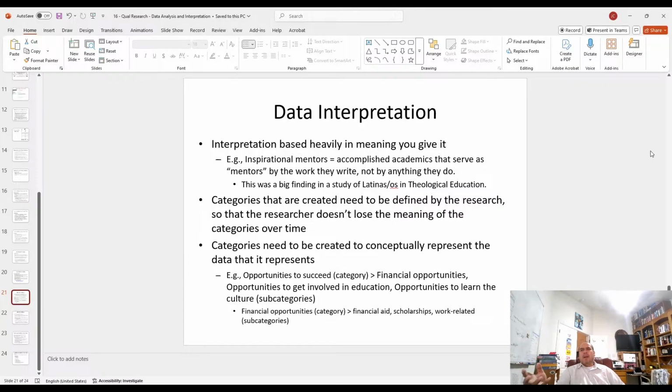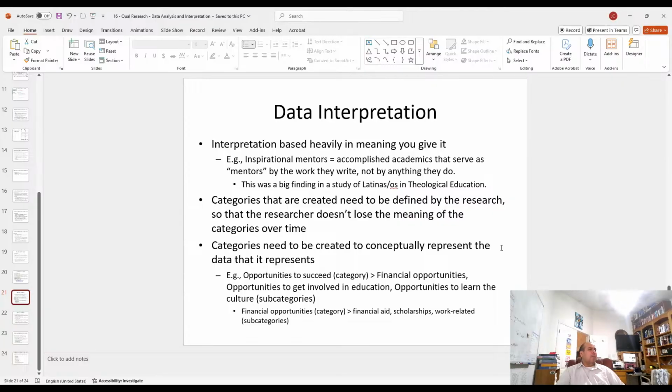The books they had written had inspired them to go into that field, and they were trying to follow in their footsteps based on their academic record, right? That's something we had never seen, a mentorship relationship where people hadn't met each other. And so we called that inspirational mentors. And we actually wrote a paper on that. So the categories that are created need to be defined by the researcher, so that the researcher doesn't lose the meaning over time. Categories need to be created to conceptually represent the data, right?